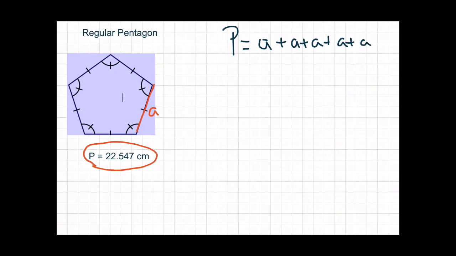So there's your 5 A's. So we're going to gather like terms. On the left-hand side, there's just a P. On the right-hand side, there's 5 A's. So we can simplify that by saying 5A.